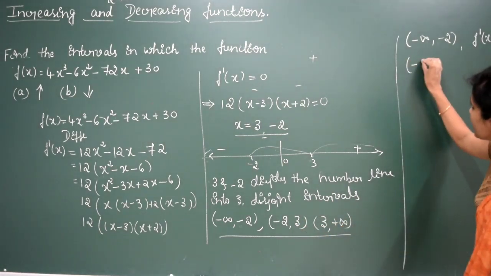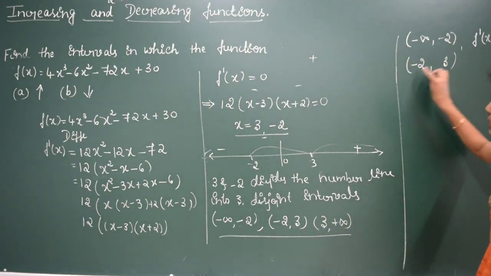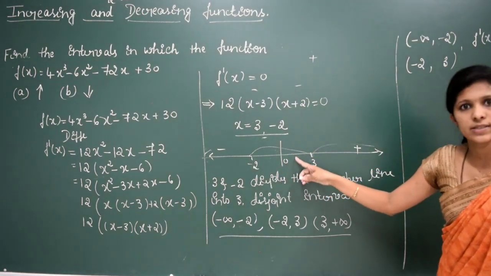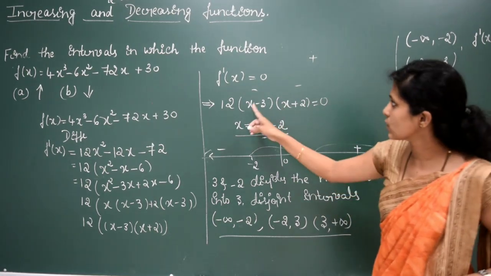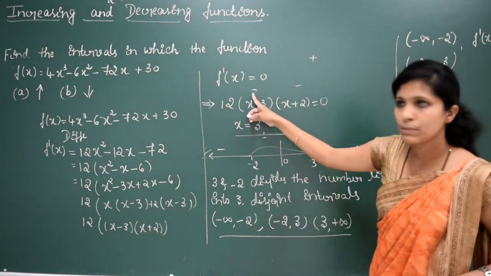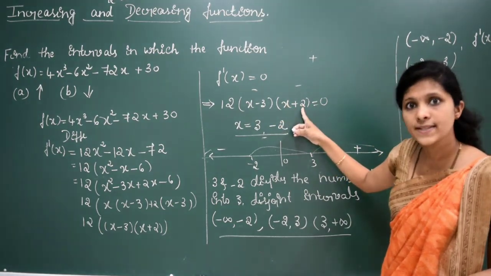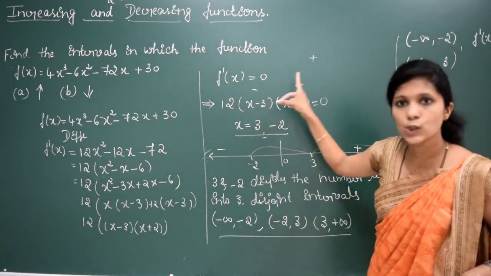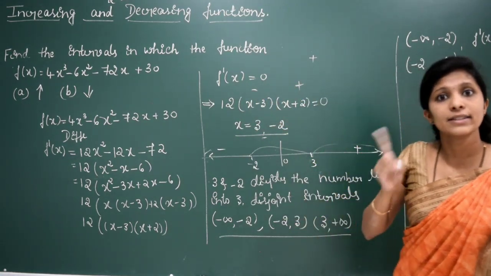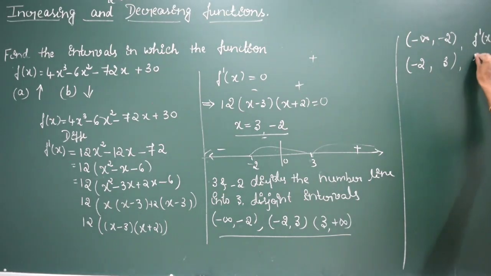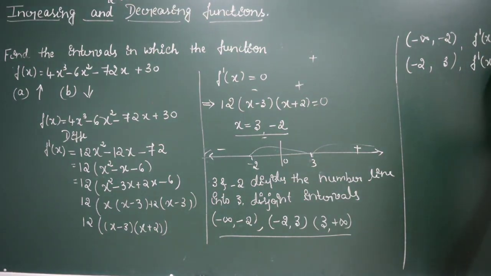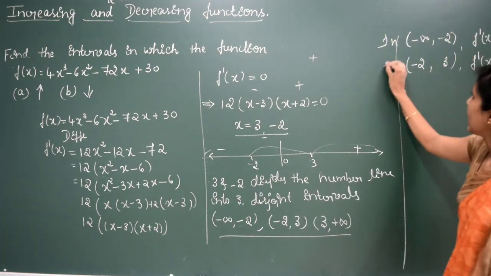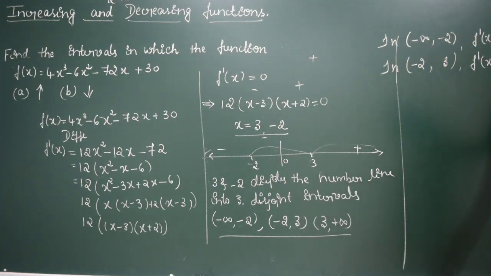Now we will check with the second one. It is minus 2 to 3. 0 is there, 1 is there, 2 is there. We will check with 1. If I substitute 1, this is 1 minus 3, I will get minus 1. Here 1 plus 2, I will get a plus value, right? And minus into plus will be minus. So we'll get a negative value. Is it clear? By this we can say that f dash of x is less than 0 in this interval, while in the earlier interval it is greater than 0.